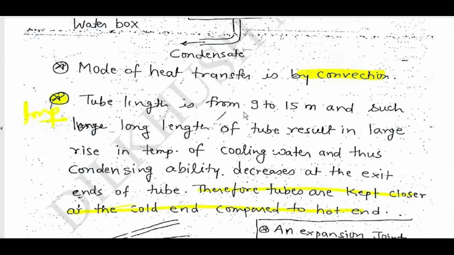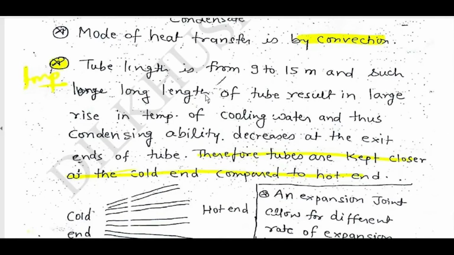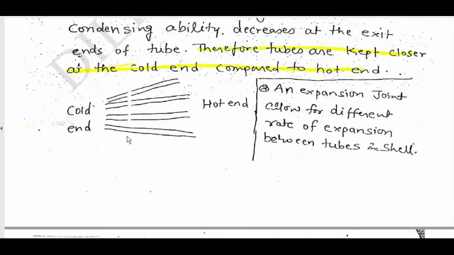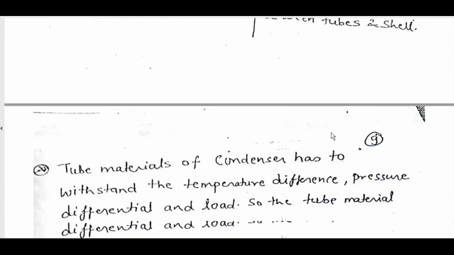Tube length is from 9 to 15 meters. Such long tubes result in a large rise in temperature of the cooling water, and thus condensing ability decreases at the exit ends of the tube. Therefore, tubes are kept closer to the cold end compared to the hot end. An expansion joint allows for different rates of expansion between tubes and shell.